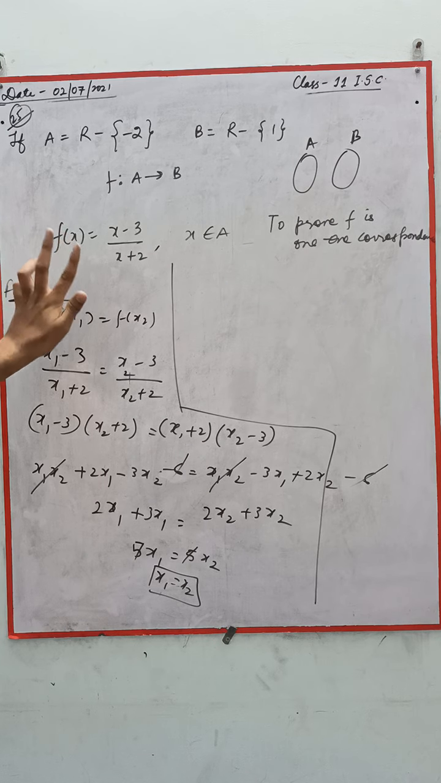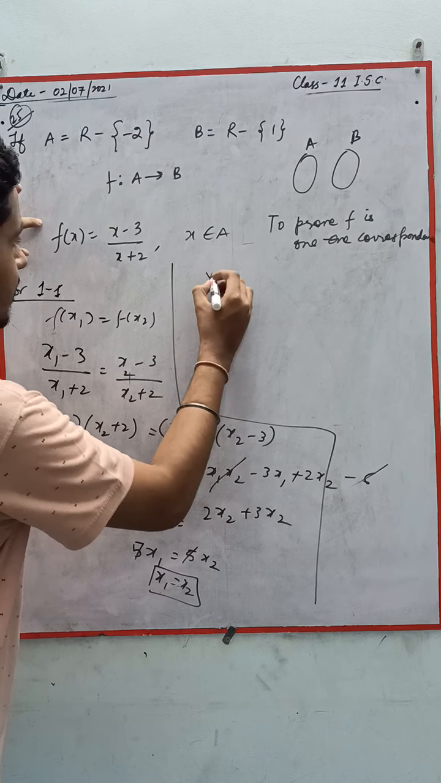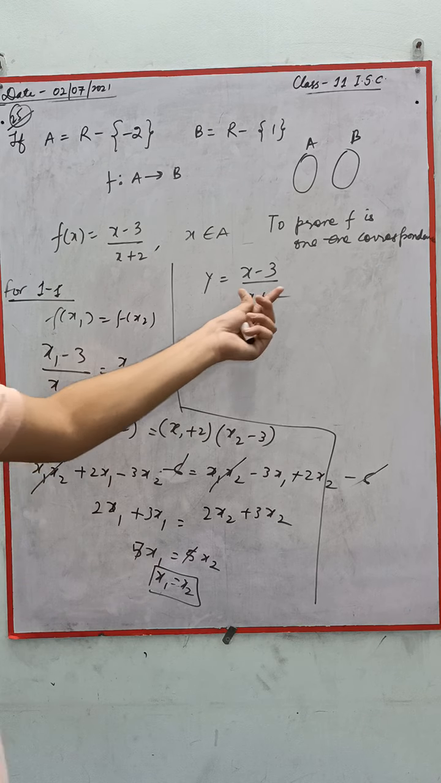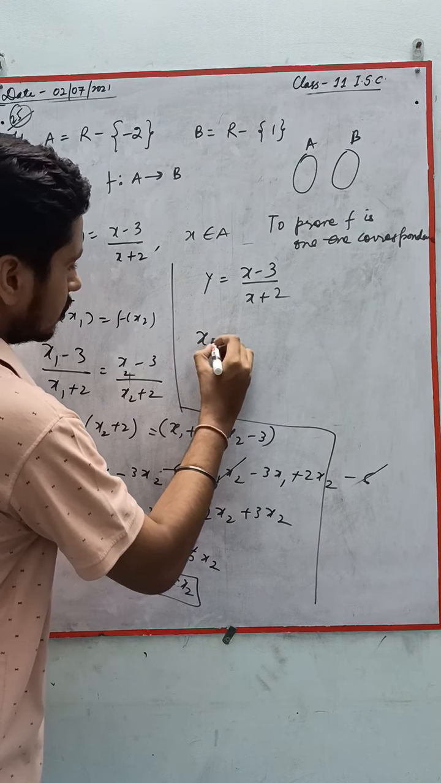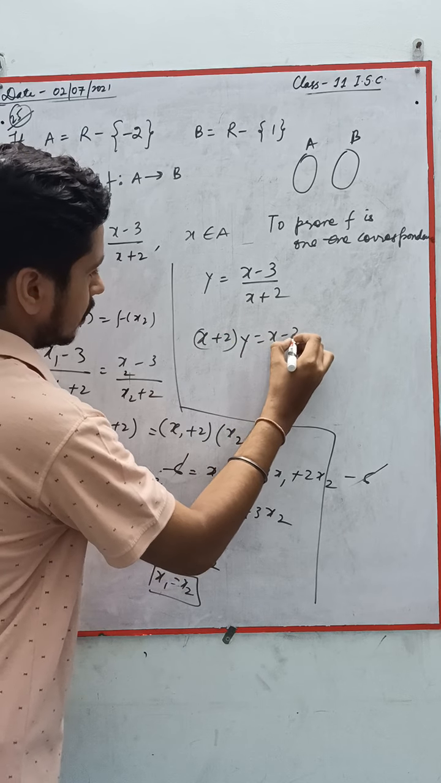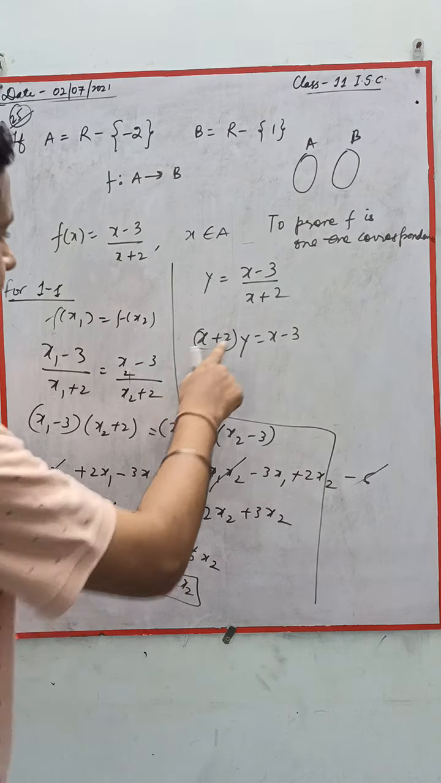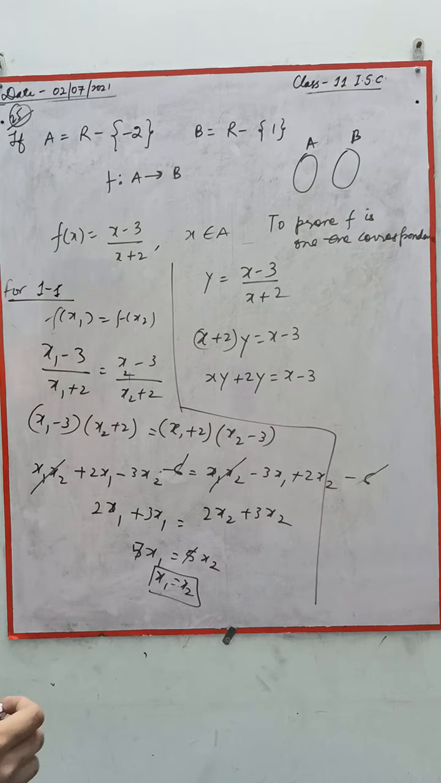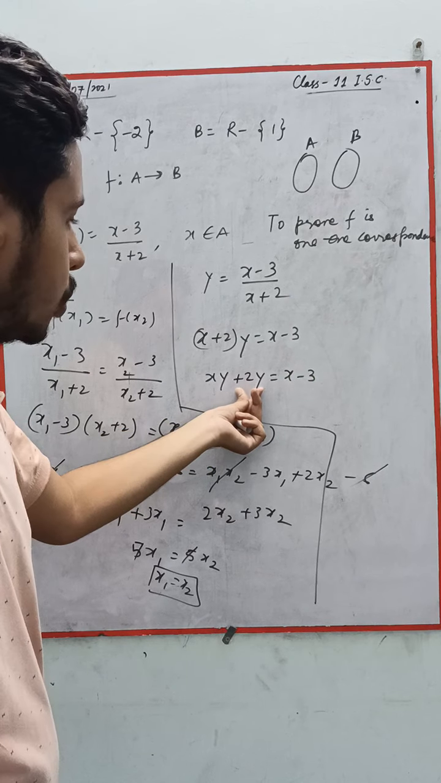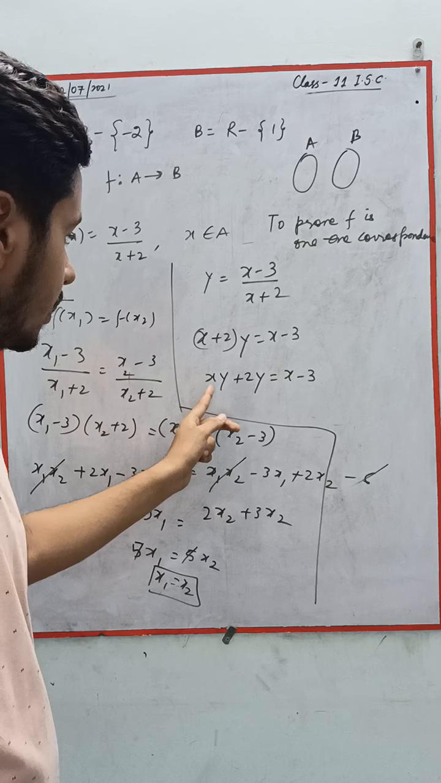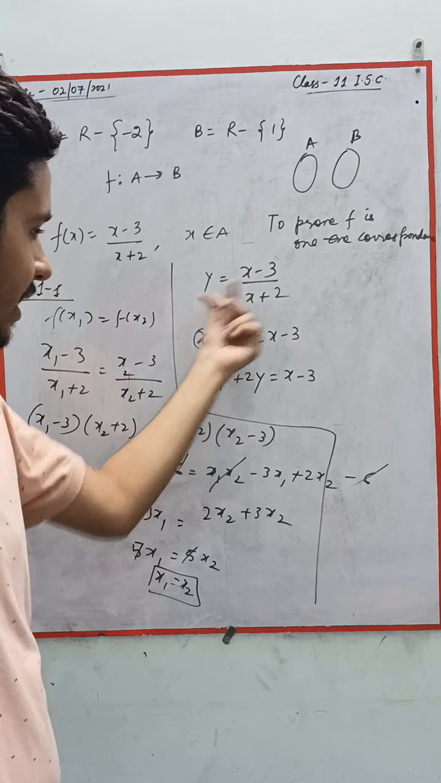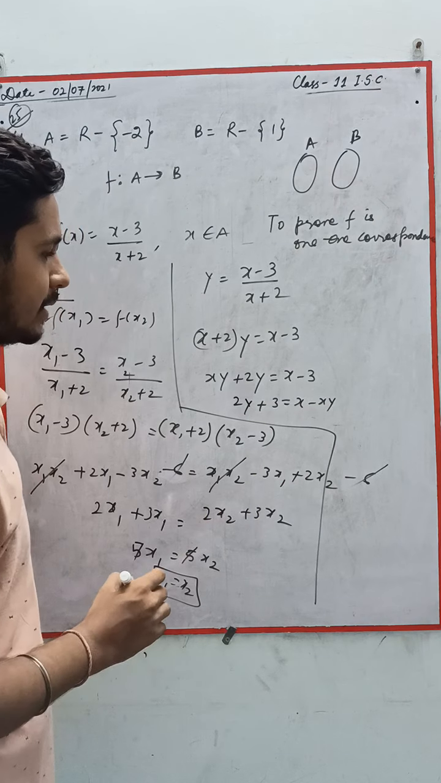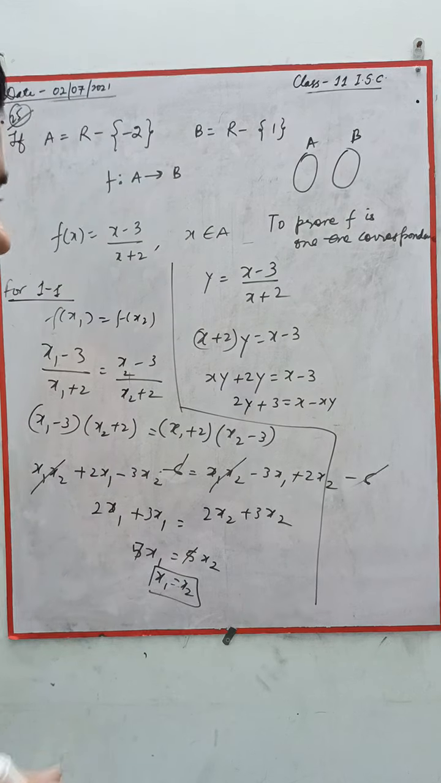Now coming to the onto function, I told you what you have to consider: y equals (x minus 3) upon (x plus 2). Now take this denominator to the other side, so (x plus 2) into y is equal to x minus 3. Multiply this y inside, so xy plus 2y equals x minus 3. Now take this 2y to that side, and this 3 here and xy to that side. So you will get 2y plus 3 equals x minus xy. Are you getting this? From here we can take x common.